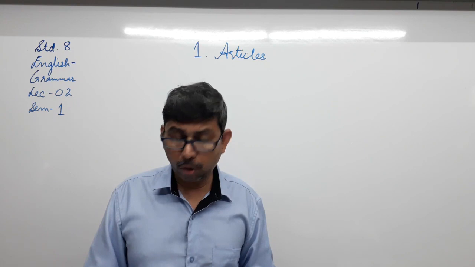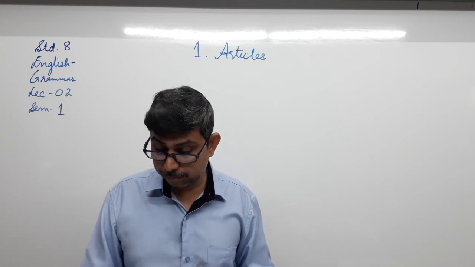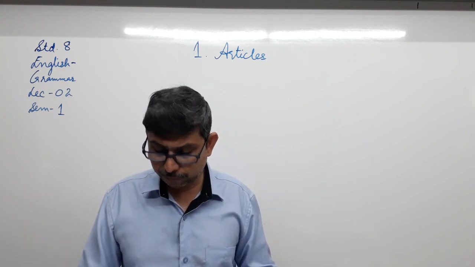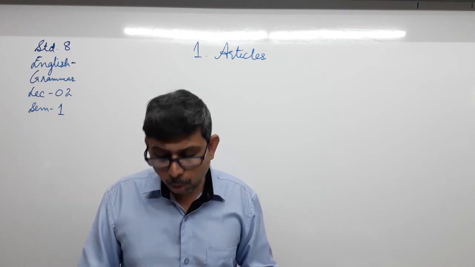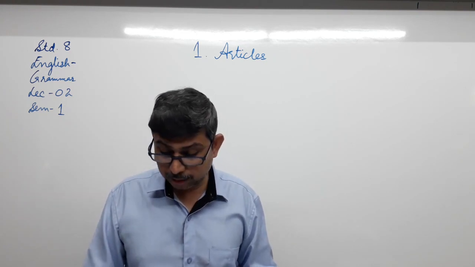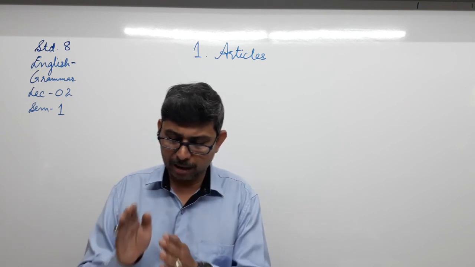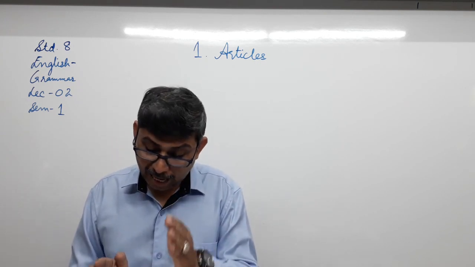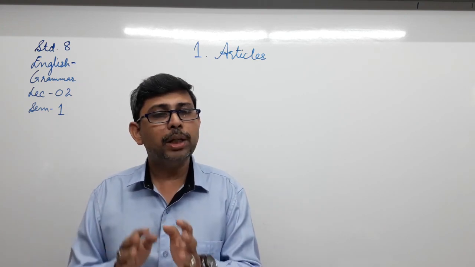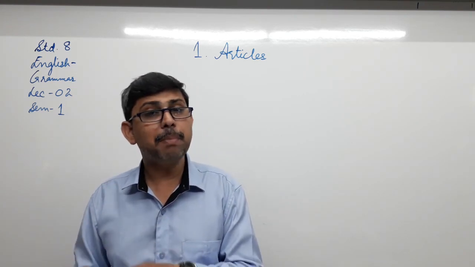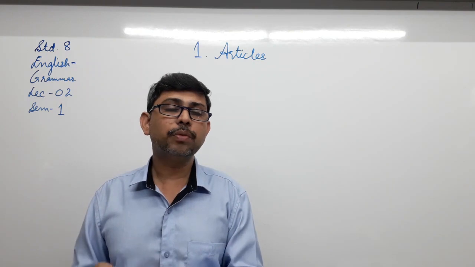The next rule is using the article the as an adverb in such sentences as the following. The more the merrier, the fewer the better, the more one has, the more one wants. So here see the balance over here, the as an adverb in such sentences. So when you are using an adverb in this manner, we make use of the article the.